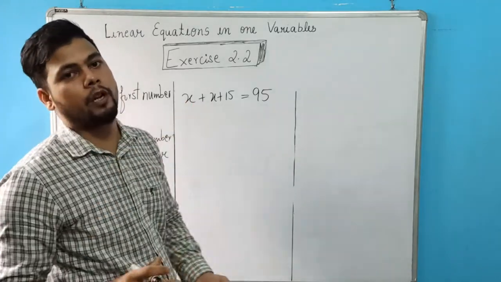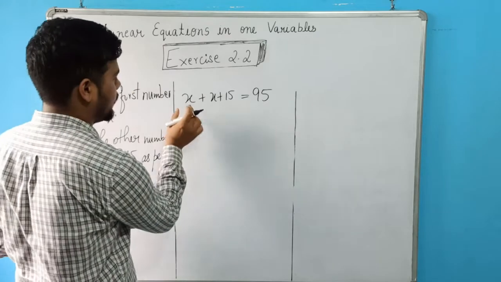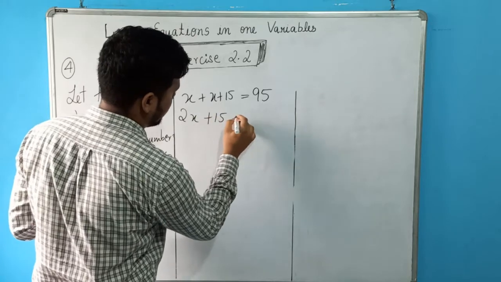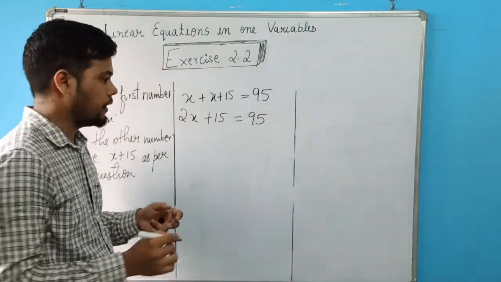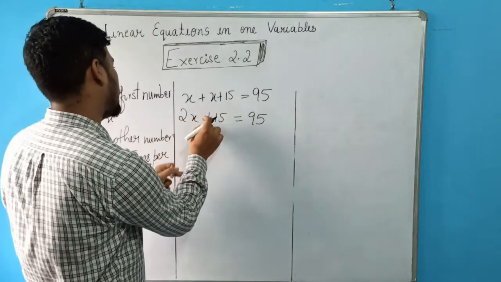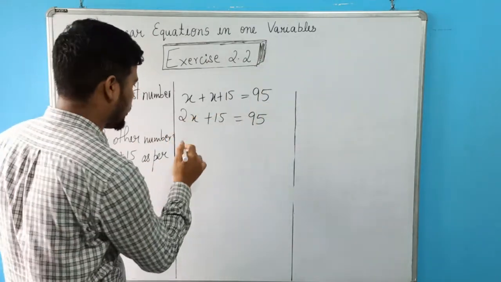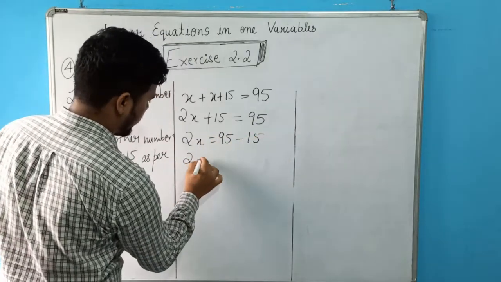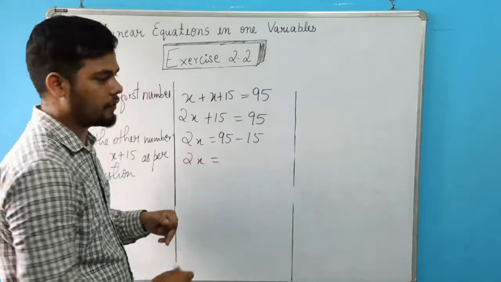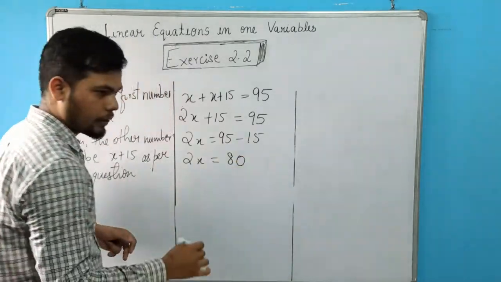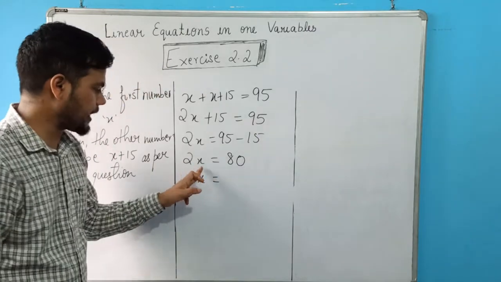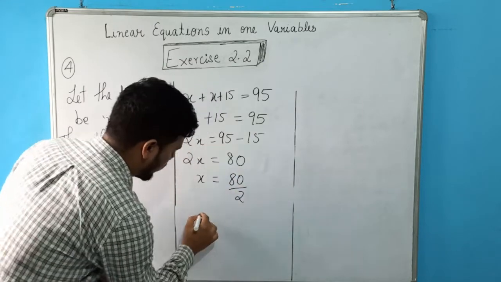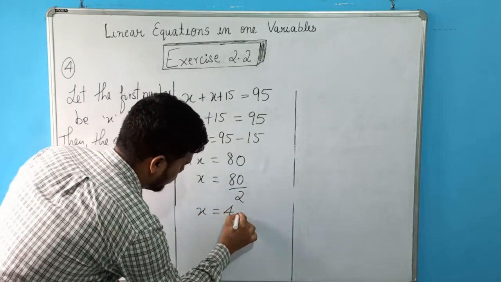x plus x, one apple plus one more apple will give you two apples. Same way, x plus x will give you 2x, and plus 15 will come here as it is, and we have 95. Now let us send this addition of 15 to the other side, so it will become subtraction. So 2x is equal to 95 minus 15. So 2x is equal to 80. Now x is equal to, this 2 is getting multiplied with x, and so when it comes this side, it will become divide. So x is equal to 40.